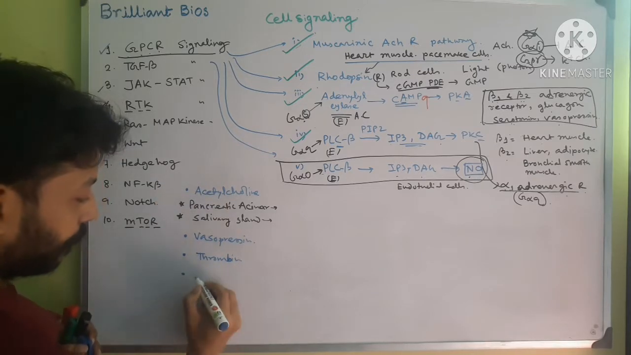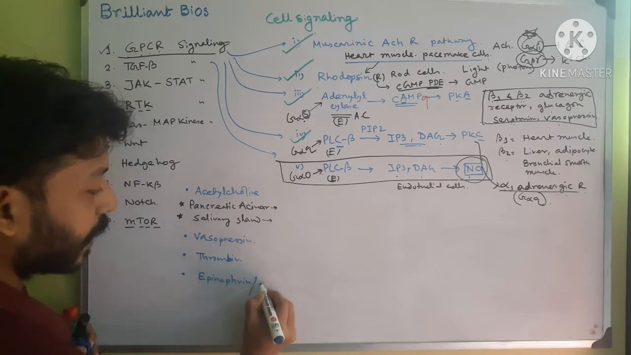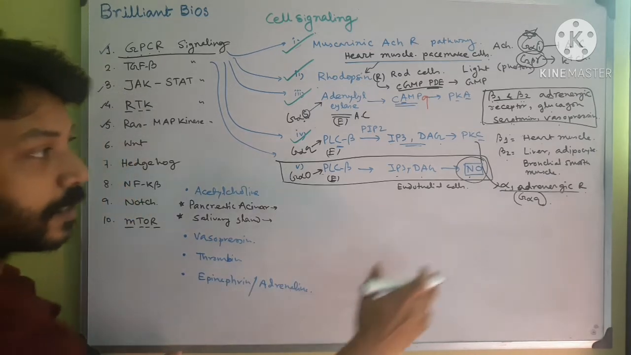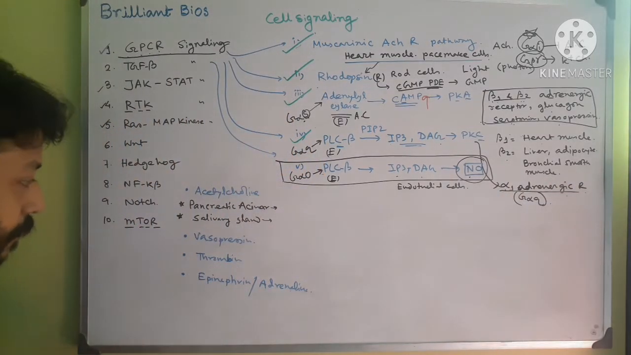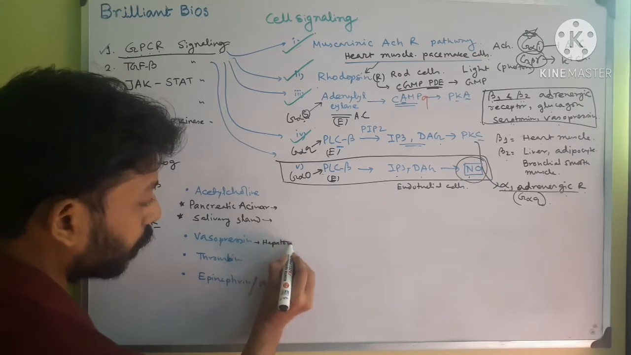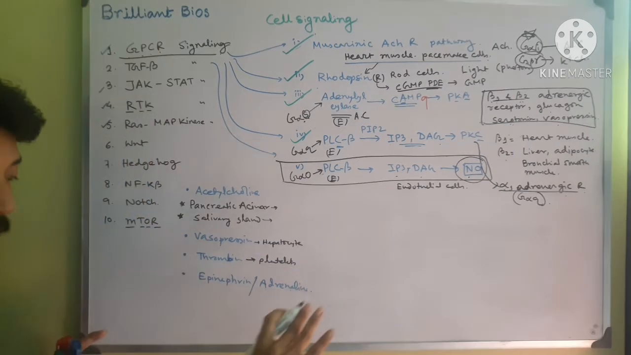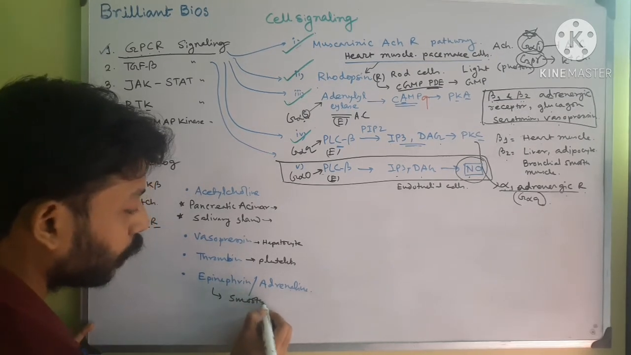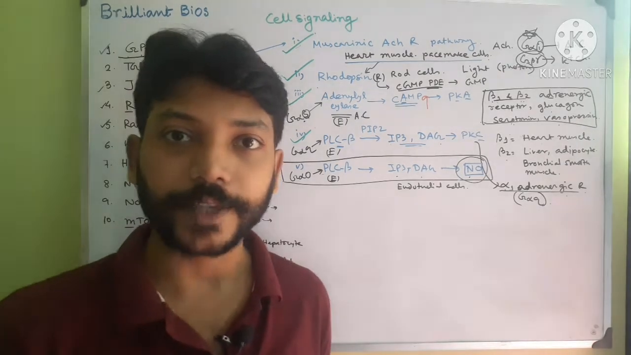Another is epinephrine, or you can simply say adrenaline hormone. This hormone activates the alpha 1 adrenergic receptor present in the smooth muscles. So this is the hepatocyte. It acts on hepatocyte. It acts on platelet and performs different functions. In case of the adrenaline hormone, they work on smooth muscle cells present in the lining of gut, skin and kidney cells.